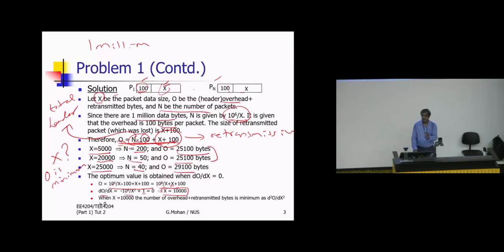That means if each packet carries 10,000 bytes, in this particular case, that would be the optimum from the perspective of the total overhead, that is header plus retransmitted bytes. Okay? But how do we verify that this is minimum, not maximum? Intuitively you can say it's minimum, but if you want to mathematically verify, then for this value of x, 10,000, you need to check that the second derivative, d square, is greater than 0. If it is greater than 0, it's minimum. Otherwise, it is maximum. But let's not worry too much about this theory. So when X is 10,000, it is minimum. Any doubt? Students, any doubt?